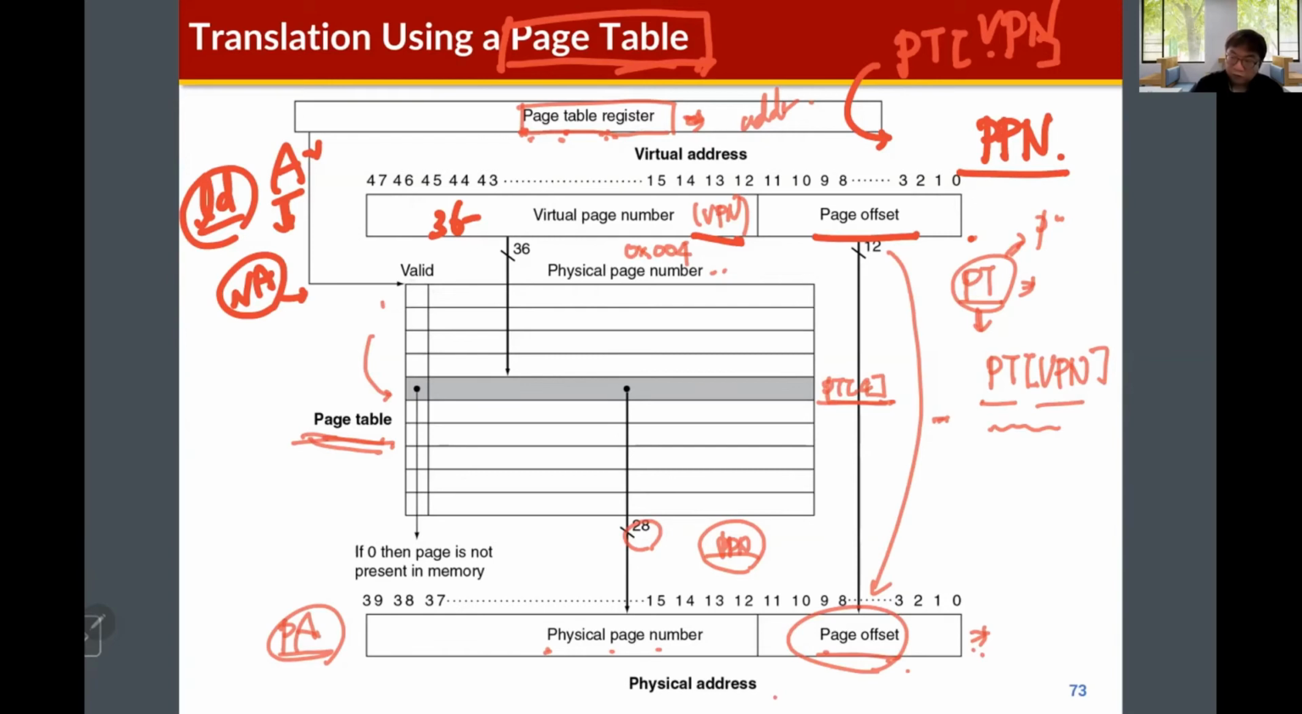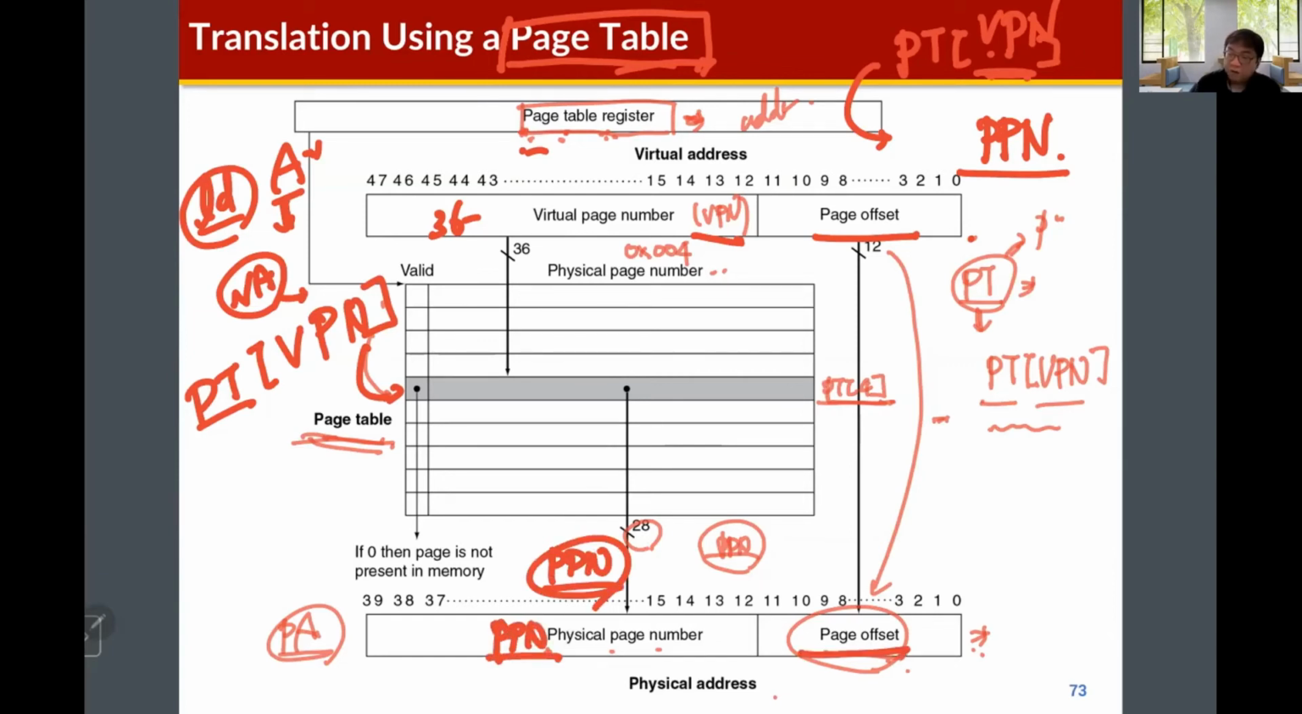And then we can access the first entry of the page table using this page table register. With the VPN, we can calculate the offset into this page table. Then we can access the PT, the page table. When we access this page table entry, we get the PPN, and this PPN is concatenated with the page offset, and then the physical address is generated, okay?